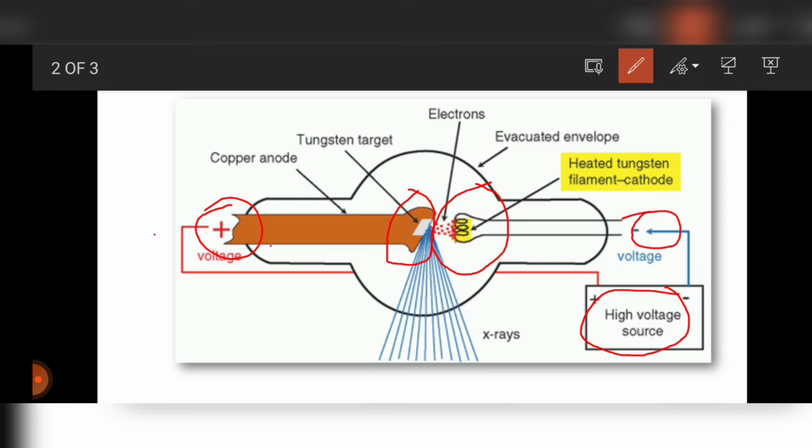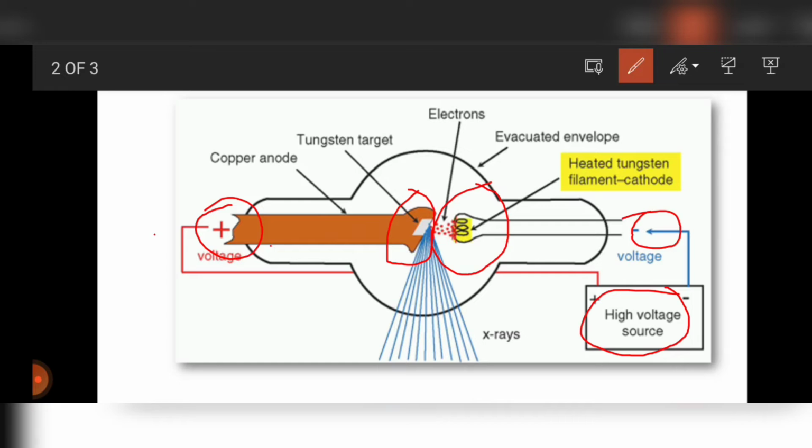This cathode consists of a heated tungsten filament. It will be heated with the help of electric current only. From this battery it will supply the electric current, and from here it will provide the heat. It will transmit the current, and this current is produced in the form of heat only.